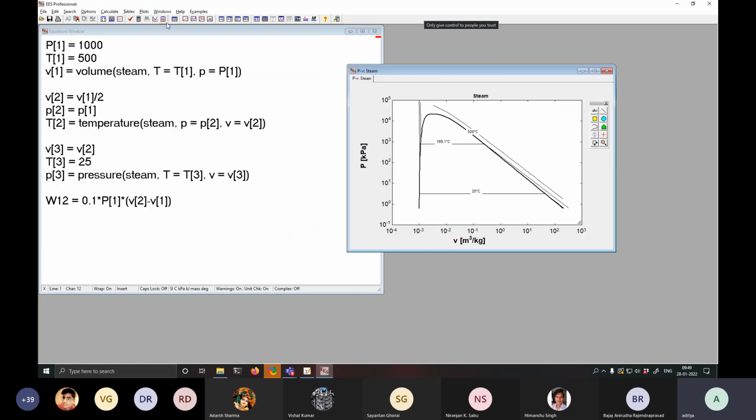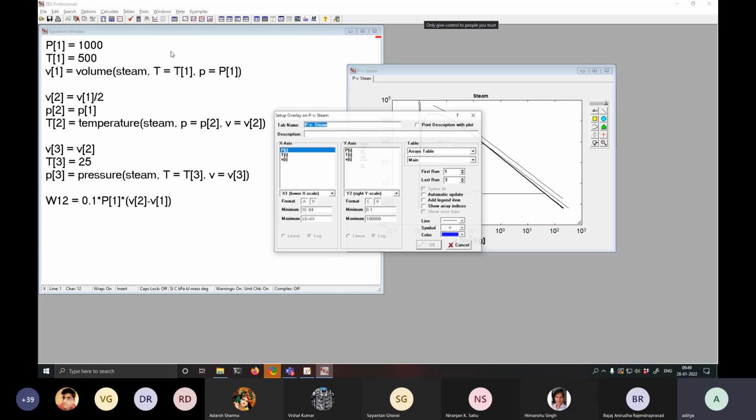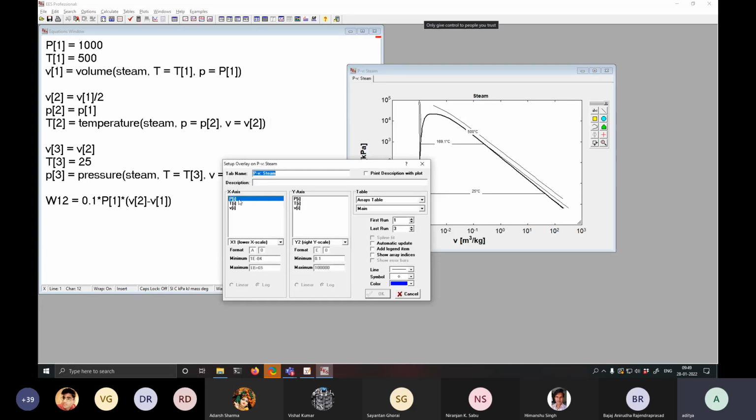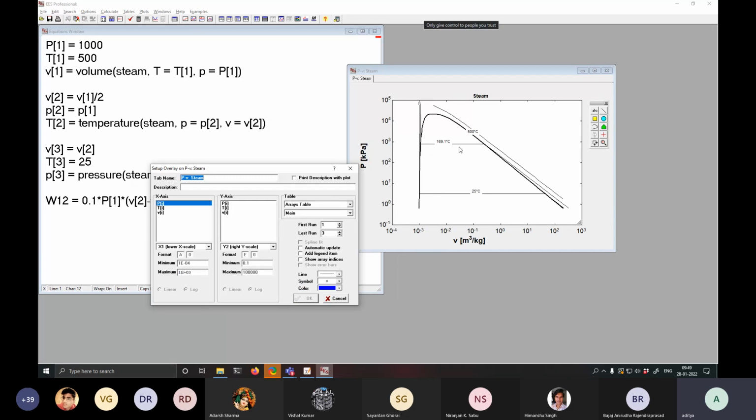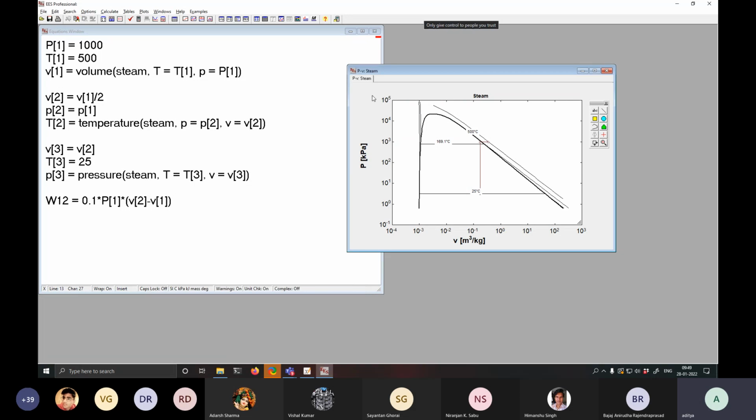So I have these three isotherms, and I will go to plots. I will go to overlay plots. On the x-axis, I have the specific volume. On the y-axis, I have the pressure. All right. I click on OK, and this is how the process looks like.